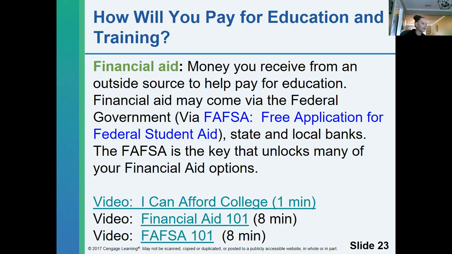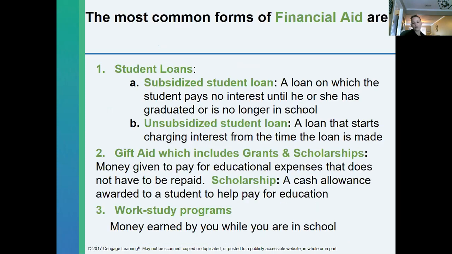I think that first sentence there is the definition from your book: money received from an outside source to help pay for education. All right, we have one more slide and then we are just going to watch one of these videos today. So we'll go a little bit over 1:30.